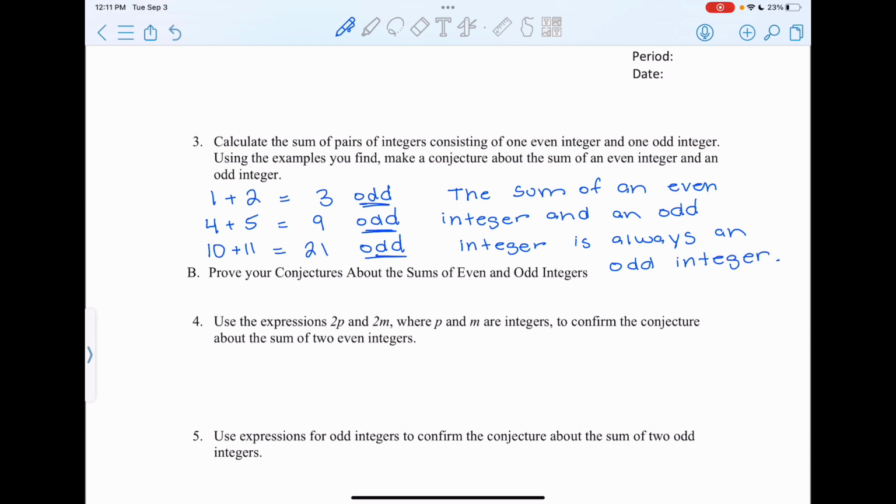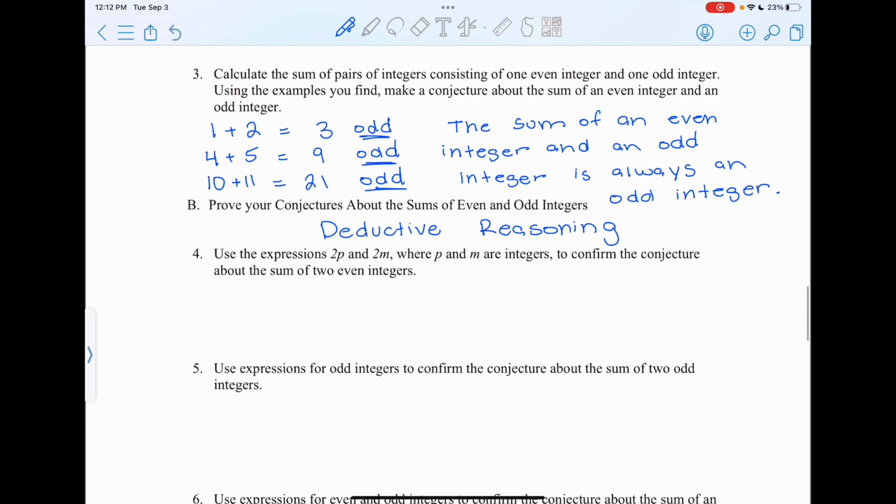So that was an example of inductive reasoning, making some generalization based on just a few examples or recognizing a pattern. What I want to do now is turn these conjectures into theorems. And so I need to actually prove that these conjectures are true using deductive reasoning, using logical reasoning to represent all integers, not just a few specific examples. So we are going to use deductive reasoning to prove my conjectures are true.